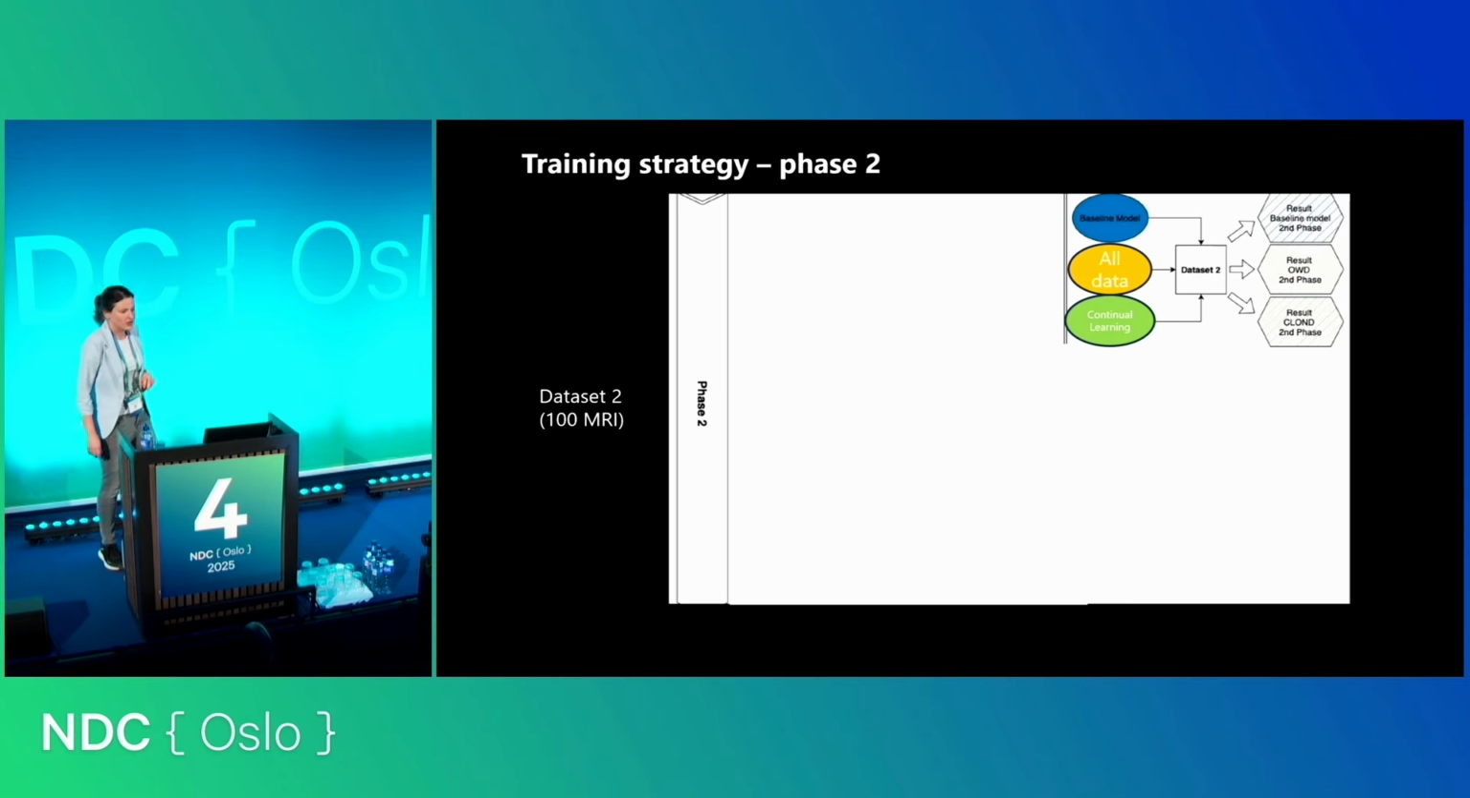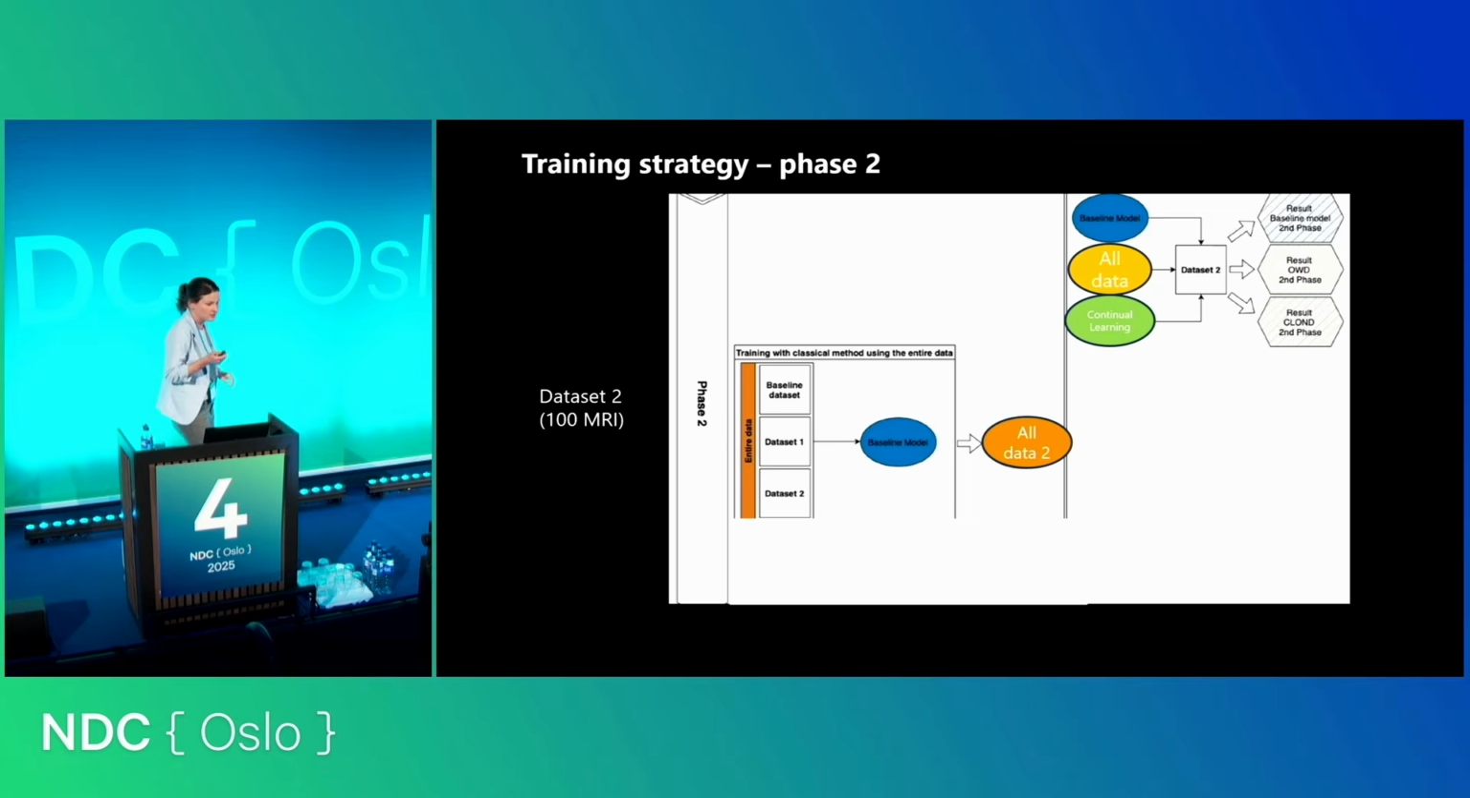Phase 2 means that we take our dataset number 2, and first of all, we are comparing our results. So we have the baseline model, the all data model, and the continual learning one. We save the results. We'll take a look at them in a minute.